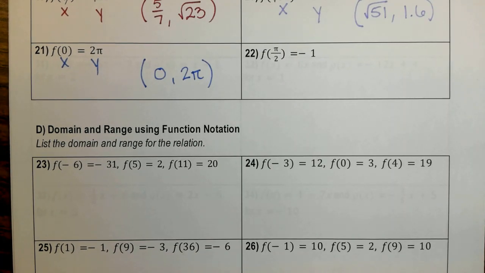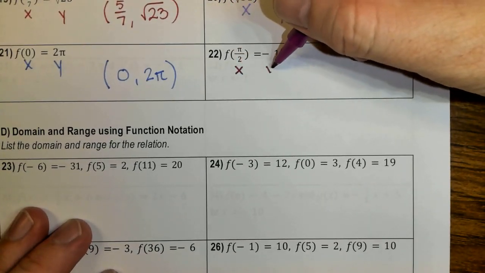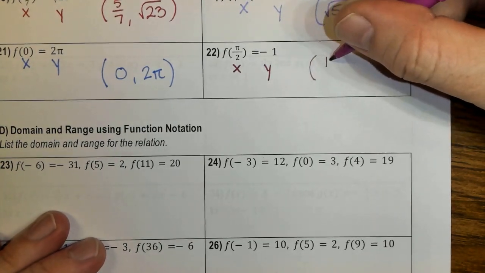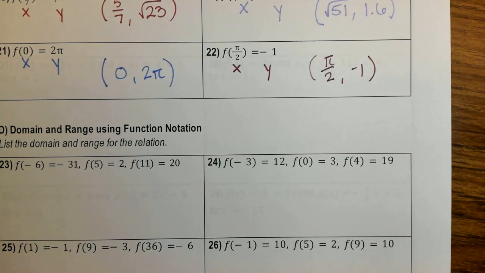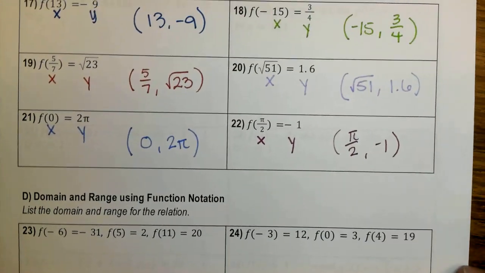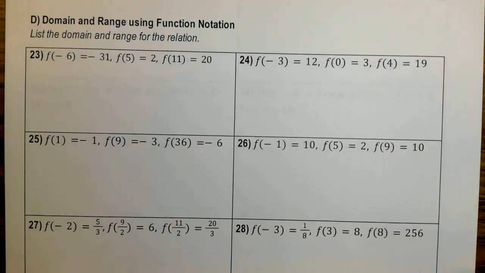And I'm done. So there's really not a whole lot of explaining for these, as long as you know that it's x, y, and luckily they're always in order. So the ordered pair is pi over 2 and negative 1. And I'm done. Finished with those 6. Look at that, 6 problems in less than 3 minutes. And that's with explaining. That's not bad.